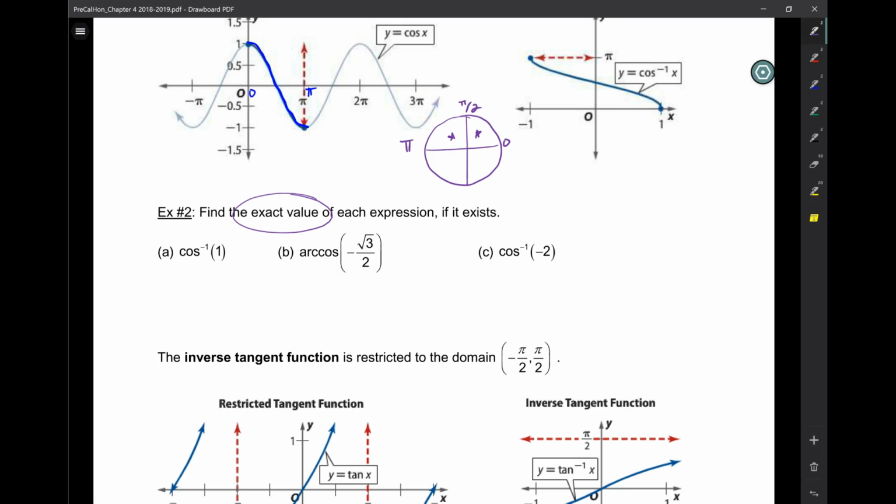So I think of it as cosine is the x-axis. Cosine is x. Where is cosine 1? At 0.